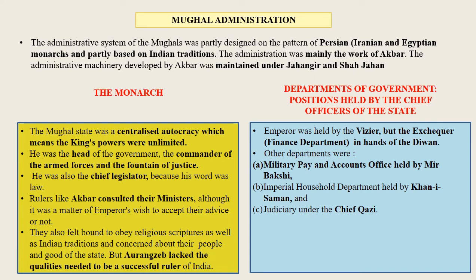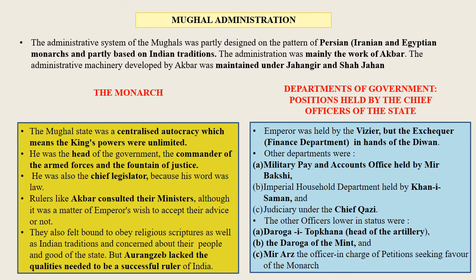The other officers somewhat lower in status were Daroga-e-Topkhana, head of the artillery, the Daroga of the mint, and the Mir Arz, the officer in charge of petitions seeking favor of the monarch.